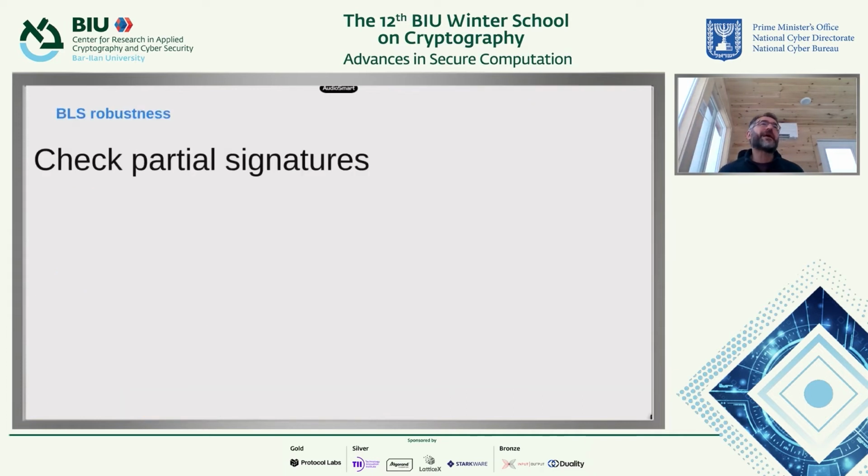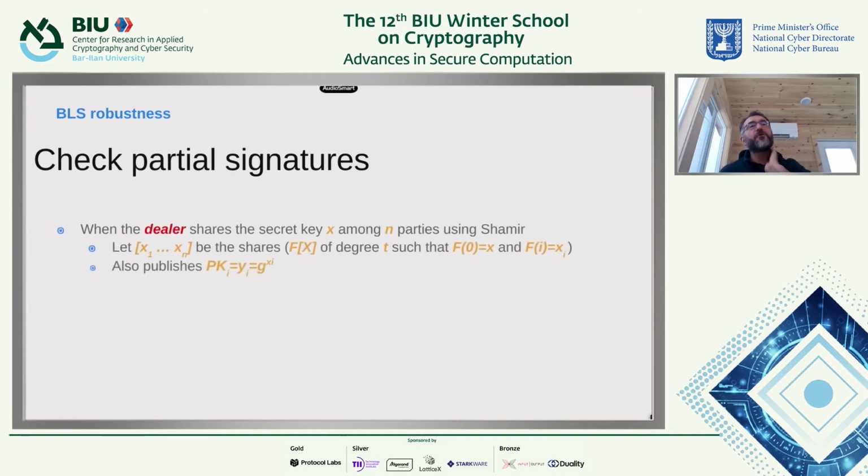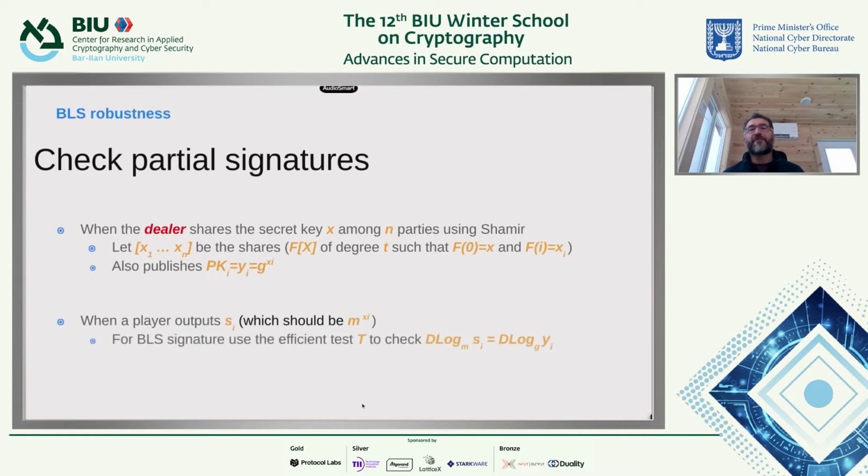Well, for BLS, it's actually not that big of a problem, because if you augment the secret sharing with a commitment to the shares, so that the players know y_i, which is equal to g to the x_i, where x_i is the share held by player i, then when the player outputs a partial signature, which should be m to the x_i, remember that we have a test that checks if this value and this value have the same discrete log. We can use this efficient test also to check that. So as long as you augment the key generation with these public values, you can do that.